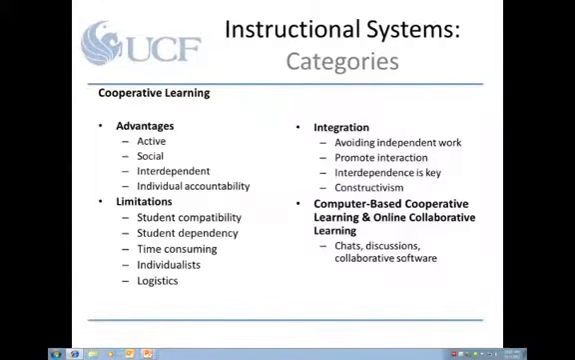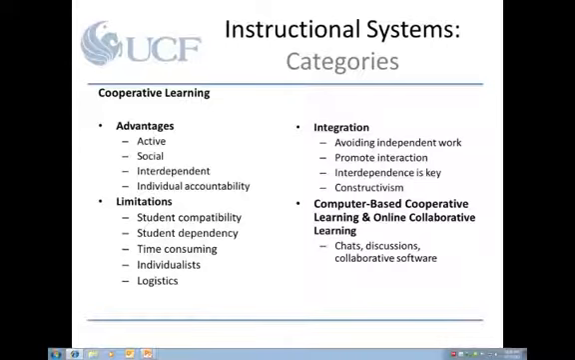Now, there are many categories of instructional systems. First is cooperative learning. Now, there are a number of advantages to cooperative learning. First, these include they are very active, they are very social, they are very interdependent, and it allows for individual accountability. Now, one of the issues here is how is this individual accountability addressed?